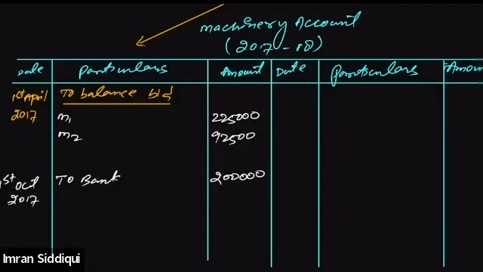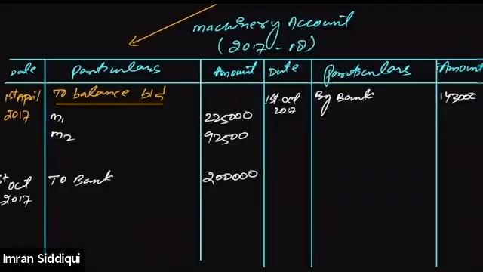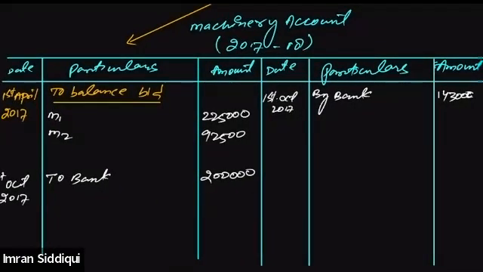And on the same day, the company has decided to sell a machinery as well. So on 1st of October 2017, machinery was sold as well. So we'll write this as by bank. This machinery is being sold at 1,43,000. Which machinery was sold? It was the machinery that we bought on 1st of April 2015. That means machine 1 is being sold at a value of 1,43,000.